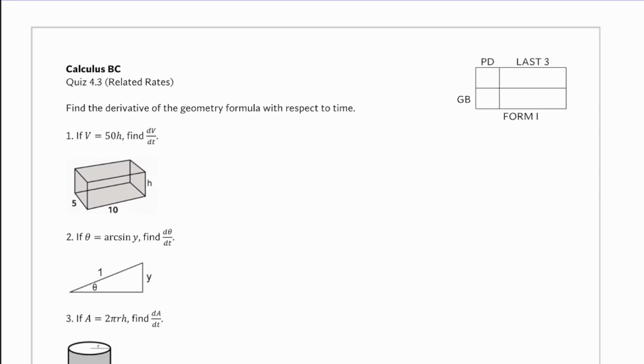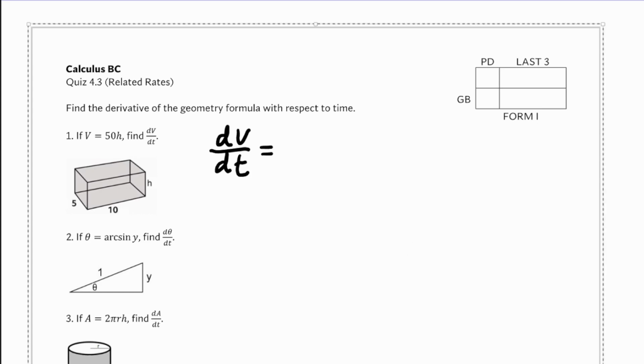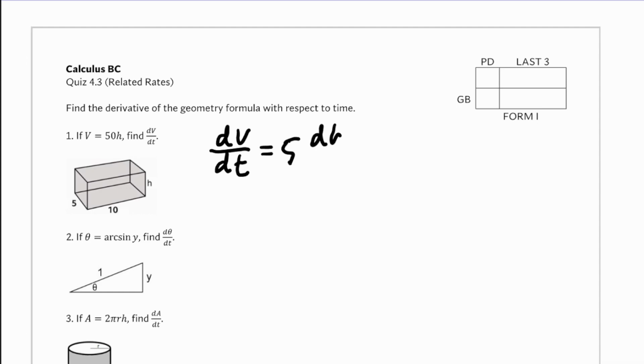Right, and then the 4-3 quiz was over related rates. The first 3 was just find the derivative of the formula with respect to time. So find dv dt. If v equals 50h, and we take the derivative of v with respect to t, we're going to take the derivative of 50h with respect to t. You could say that's 50 h prime of t, but with related rates, we usually use the other notation. We call that 50 dh dt.